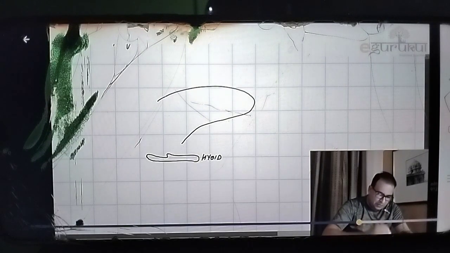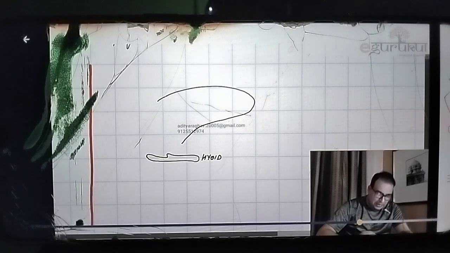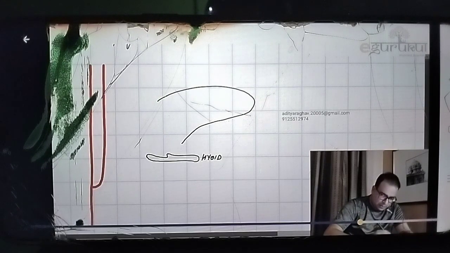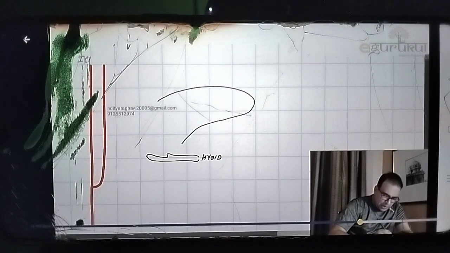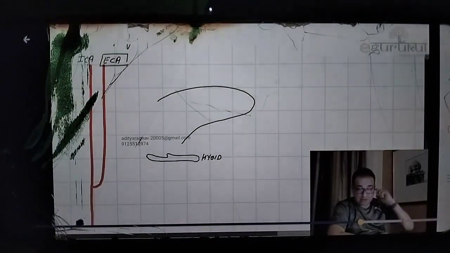So let me go with the same thing which we have discussed earlier also, that it is the internal carotid artery, which is a continuation of the common carotid, and let's say here we have the external carotid. So this is the internal carotid artery, and this is the external carotid, that is of our concern. What branches from the external carotid do supply the tongue?